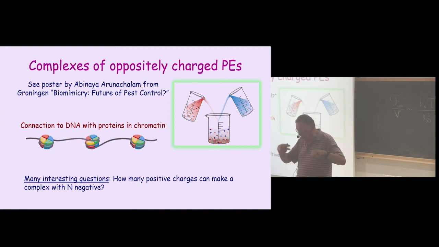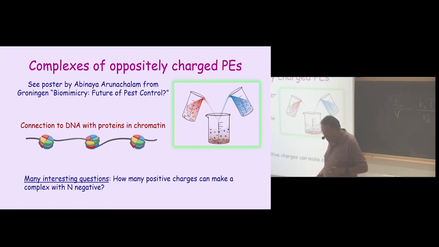Of course, in a not very dilute solution, this complex will precipitate and form a condensed phase. In a dilute solution, just two of them will form something. Probably, if they are flexible enough and so on and so forth, they will form a globule of some sort. But the counterions will go away.